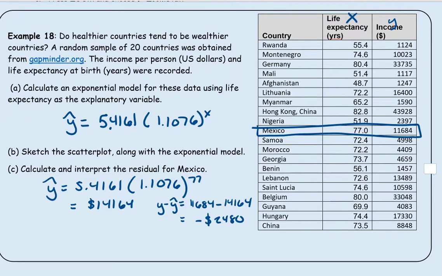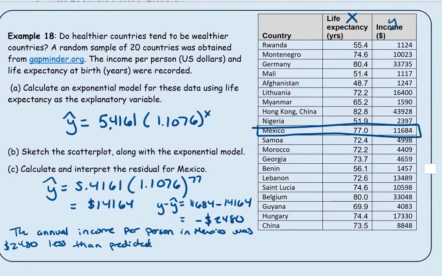So this means that the annual income per person in Mexico was $2,480 less than predicted by the exponential model with x equaling life expectancy.